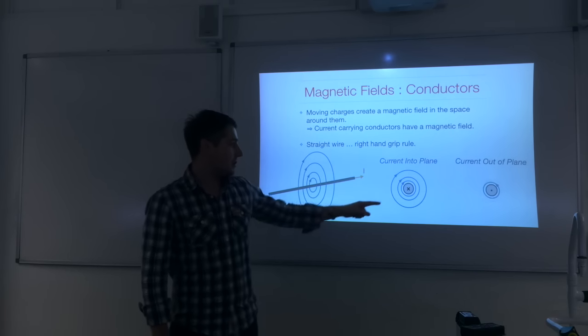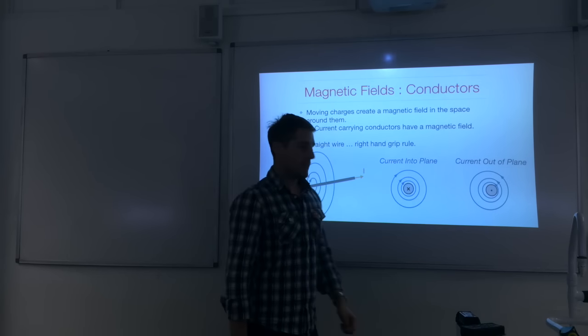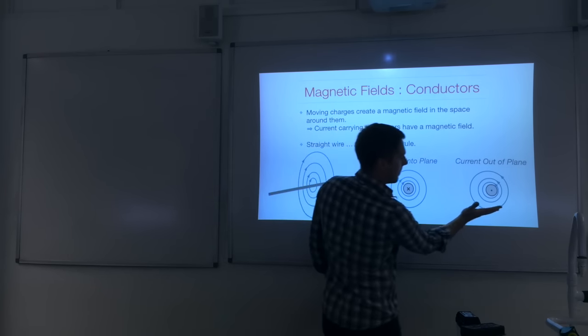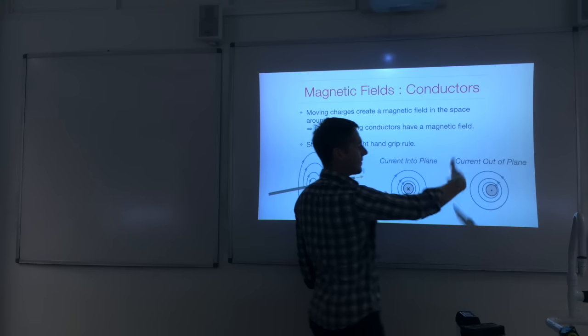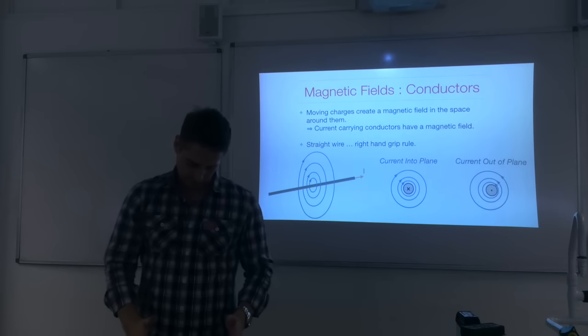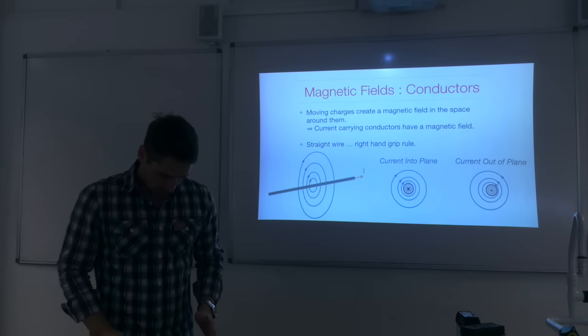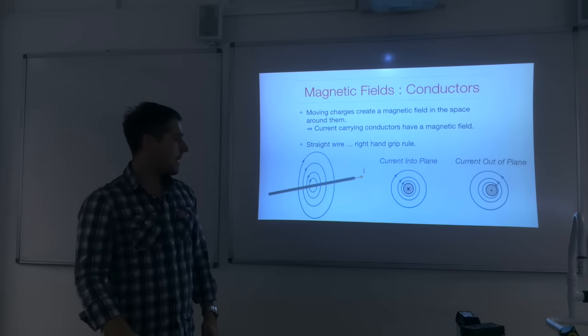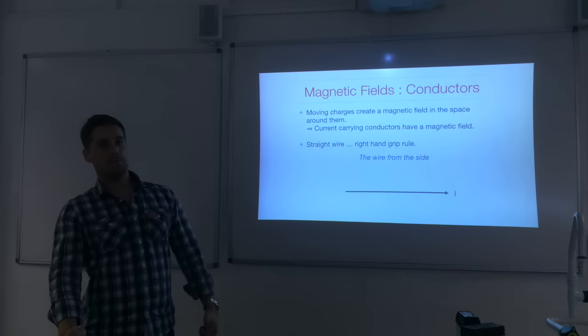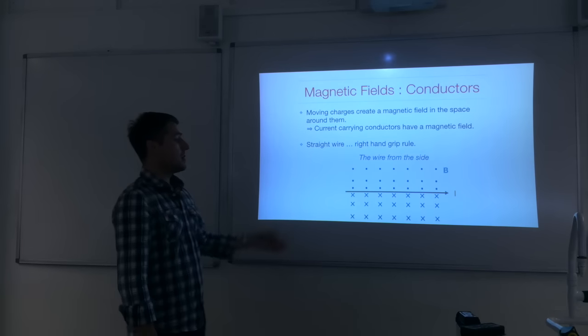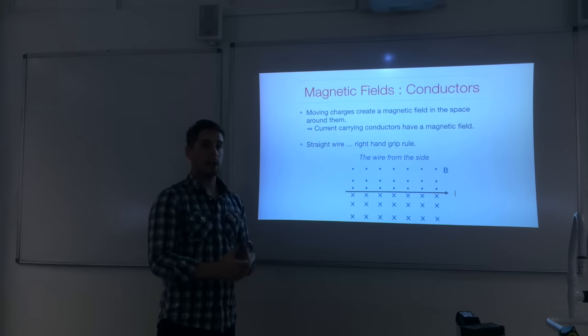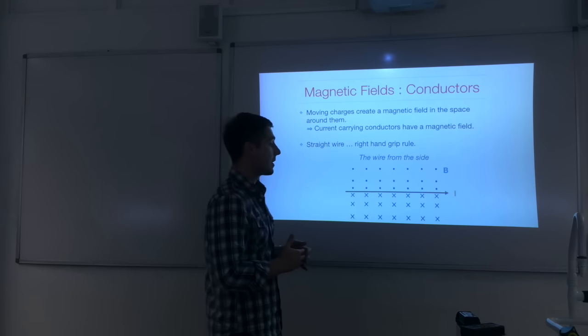If it's coming out, we use a dot to indicate the current direction, and the right hand grip rule gives us the field direction again. So those are my straight wires carrying current into and out of the board. You can also use the dots and crosses to indicate magnetic field direction.